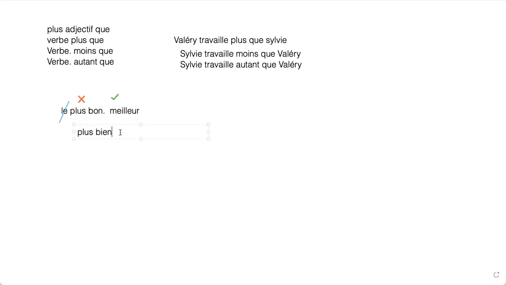Plus bien. Vous devez dire mieux. C'est la même chose que vous avez en anglais. You don't say plus gooder or more good. You say better. So that's why meilleur, it is better.